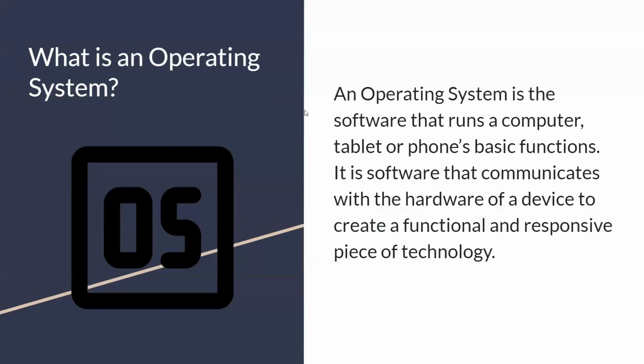What is an operating system? An operating system is the software that runs a computer, tablet, or phone's basic functions. It is software that controls the hardware of a device to create a functional and responsive piece of technology.